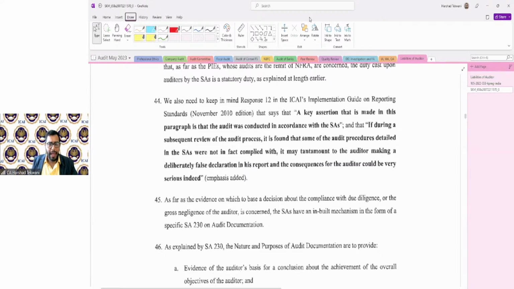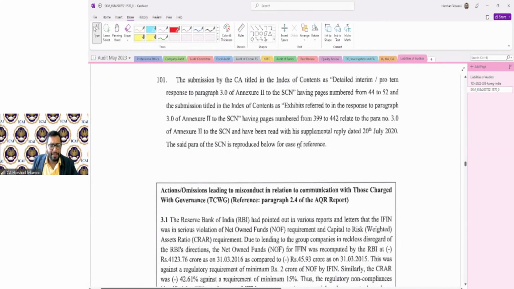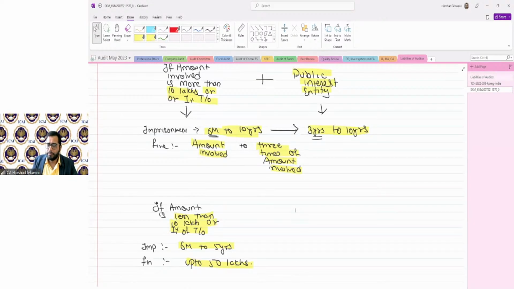So if you see, they have decided, in the light of the above discussion, the meaning and scope of professional misconduct in the section. The charges in the para have been proved, or something like that. They were talking about professional misconduct. In this whole order, what is the professional misconduct and what type of liability it provides. So it's a very good read. I can suggest you go and check. This was just for your purpose.